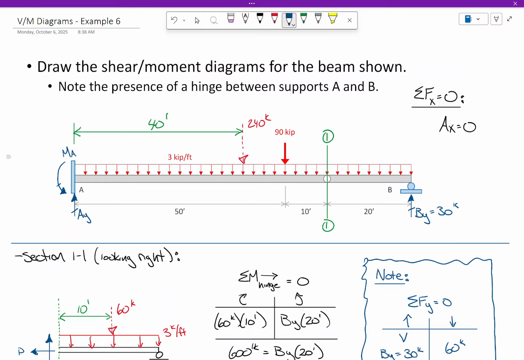What about summing moments? Where would you like to sum moments? What would be the easiest place? Maybe at A? Okay. So, what do I have there? Do I have to consider AY? No. Because it goes right through there. But I do have MA. I got to consider that. Do I have to consider this, times the moment arm up? 40. Do I have to consider this, times the moment arm up? 15. So 240 times 90.